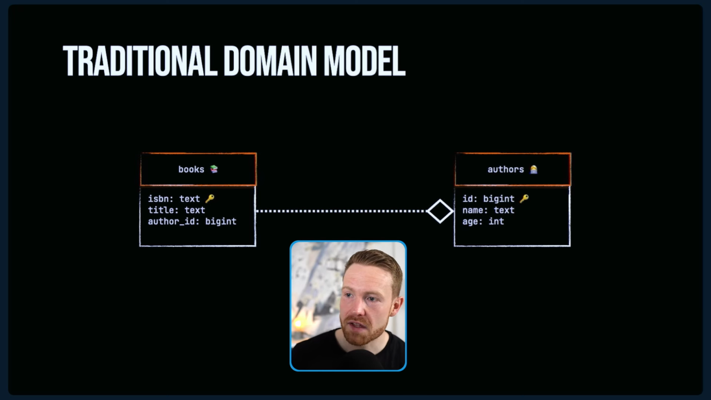Now, the way that we've got this set up in a traditional domain model is that a book has one author, but an author can have many books. And we do that by referencing the author ID inside of the books table in this case. And then of course the author already has an ID. And in this way, we can have that many to one relationship. So many books can have one author, and then one author can have many books.